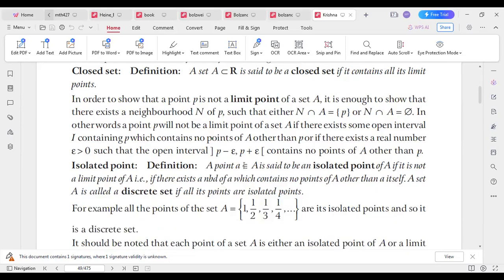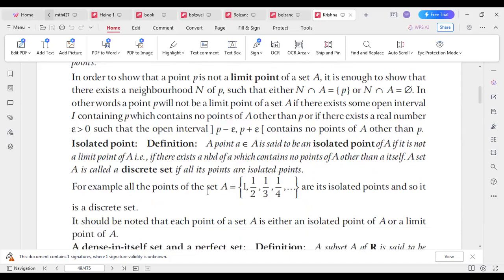Isolated points. A point a belonging to A is said to be an isolated point of A if it is not a limit point of A. That is, if there exists a neighborhood of a which contains no points of A other than a itself. A set A is called a discrete set if all its points are isolated points. For example, the set A = {1/2, 1/3, 1/4, ...} consists of isolated points, and so it is also a discrete set.